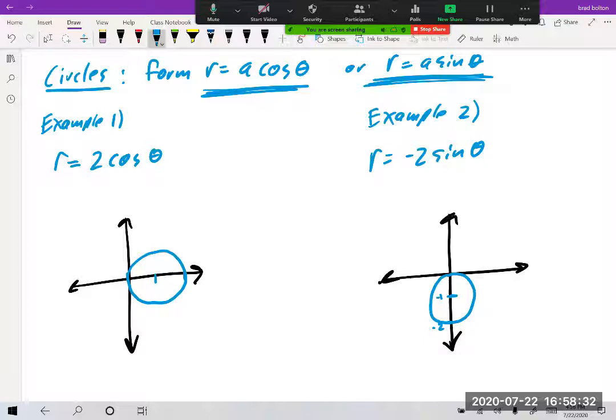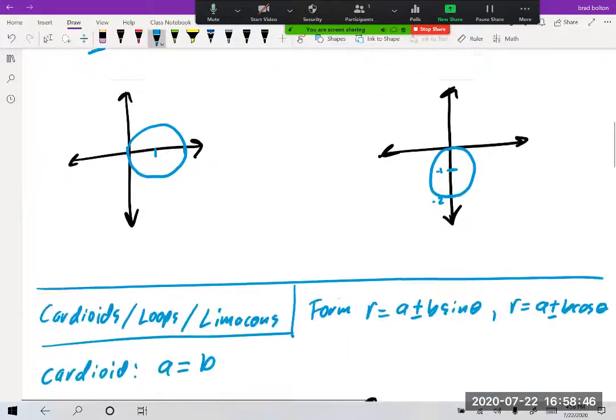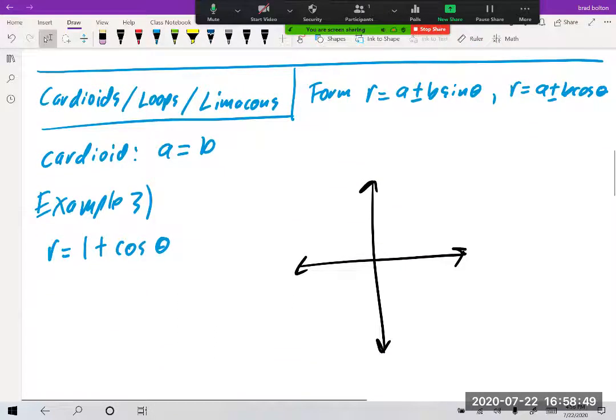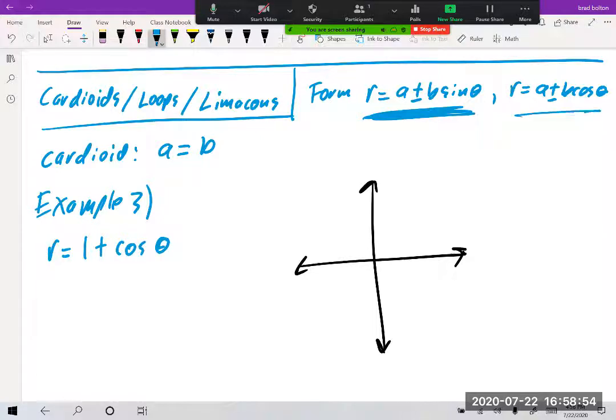Okay, so that's our circle that is tangent to the x-axis, and it has a radius of 1 or a diameter of 2. So as you can see, this number in front is what tells you the diameter of the circle, okay? So that's one that we can identify. Now there's this little group that has this form, a plus or minus b sine theta and a plus or minus b cosine theta. And based on the relationship between a and b, it creates different shapes. So here, if a and b are equal, you're going to get something called a cardioid.